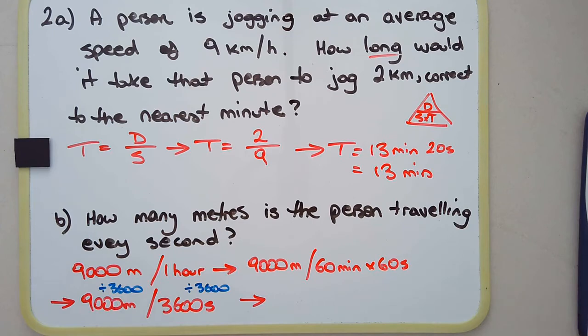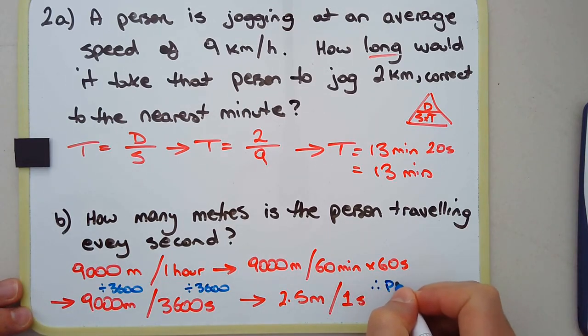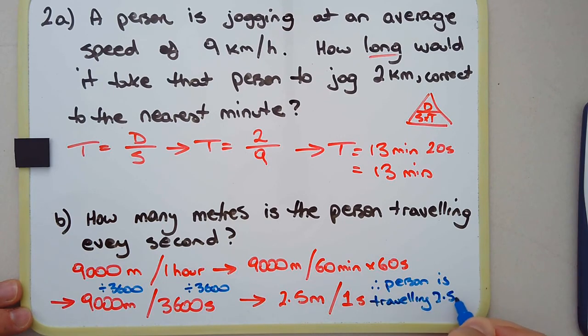9,000 divided by 3,600 equals 2.5, and 3,600 divided by 3,600 is just 1, for 1 second. So how many metres is the person travelling every second? For every 1 second that passes, the jogger is covering 2.5 metres. Therefore the person is travelling 2.5 metres every second.